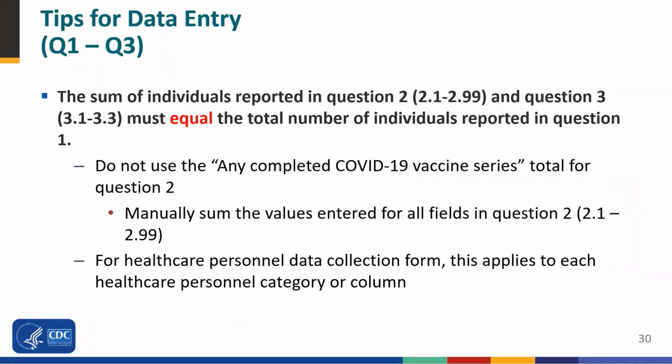Specifically, the sum of individuals reported in question 2.1 to 2.99 and question 3.1 to 3.3 must equal the total number of individuals in question 1. It is important to manually sum the values entered for all fields in questions 2.1 to 2.99. The any completed COVID-19 vaccine series total that is auto-calculated by NHSN for question 2 only includes individuals who received a complete vaccine series. Since this does not count individuals with partial vaccination, relying on this total will likely result in an error.